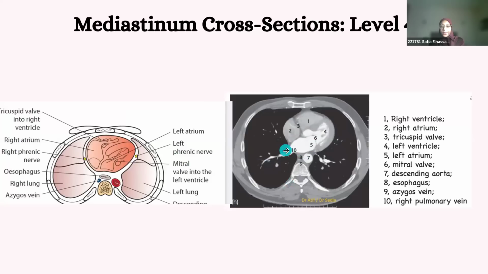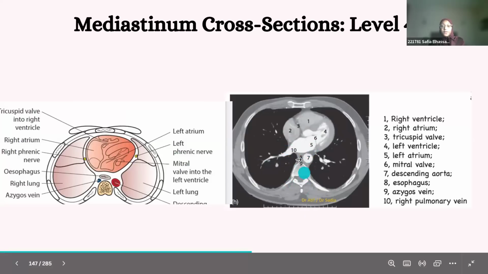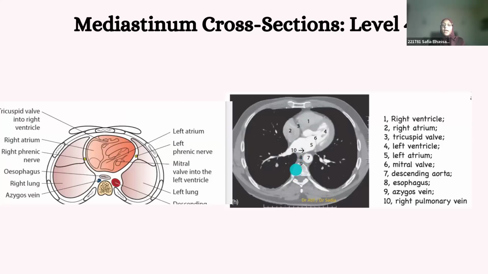This is specifically the right pulmonary vein. And here we can still see the esophagus. It's located posteriorly. We see the azygous vein, which is behind the esophagus, and we can see the descending aorta.